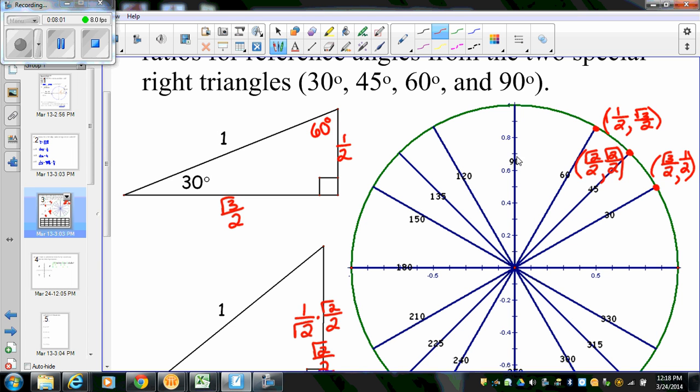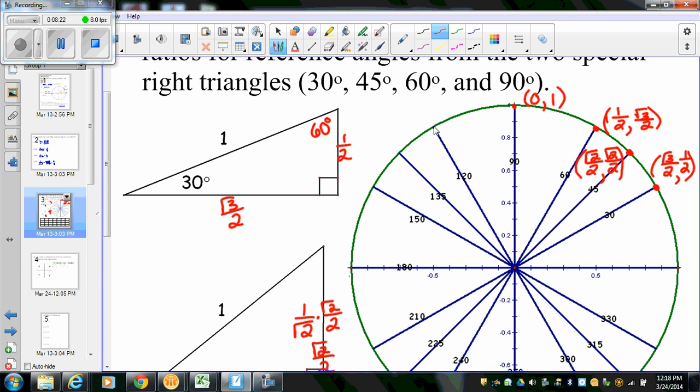So let's talk about 90 degrees first. 90 degrees is at this point up here, which if we're on a circle of radius 1, this point is 0, 1. So I know by looking at the coordinates for this point that the cosine of 90 is 0, and the sine of 90 degrees is positive 1.